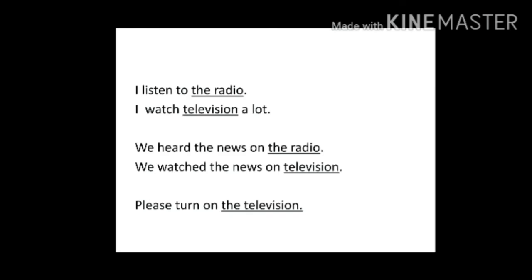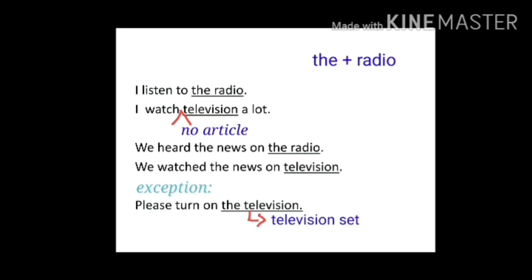Let me go straight to the rule here since it is very simple. We use the article the with the noun radio, but not for television. So we say, I listen to the radio. I watch television a lot. We heard the news on the radio. We watched the news on television. However, if you are referring to the television set, then you would have to say the television. So in the last sentence, it says there to please turn on the television.